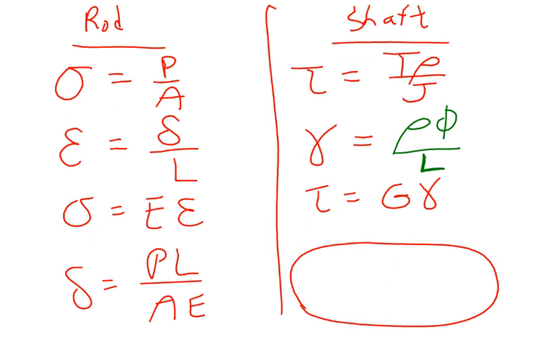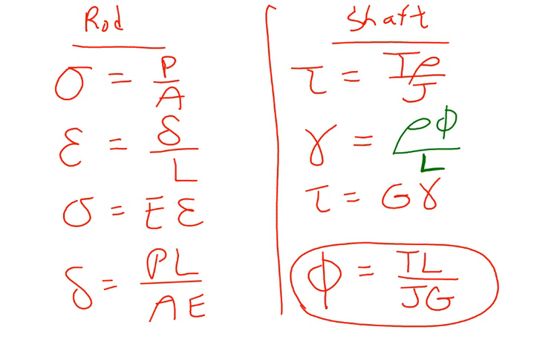Now, if you go ahead and combine these three equations, you're going to end up with the equation for deformation, phi, which is going to be TL over JG: torque times length divided by the polar moment of inertia multiplied by the shear modulus. All right, so what is the analogy between these two sets of equations? The normal stress strain equations for the rod and the shear stress strain equations for the shaft.